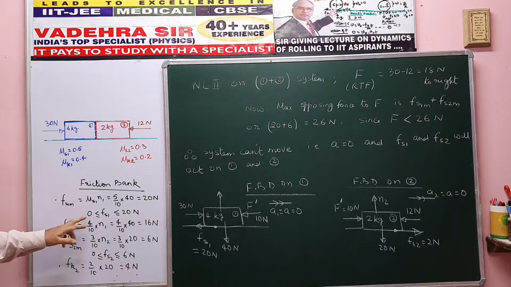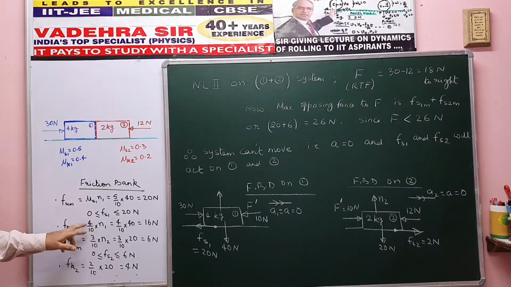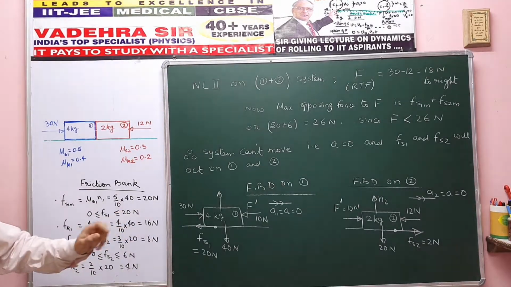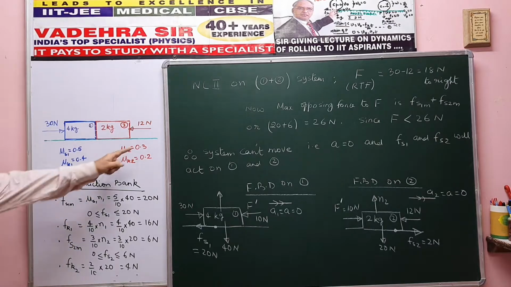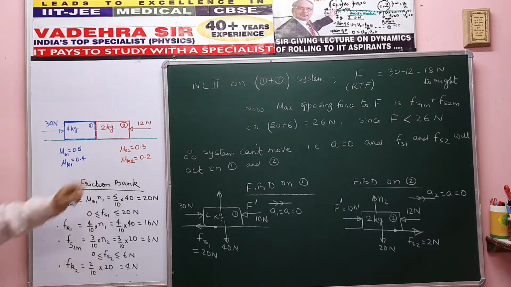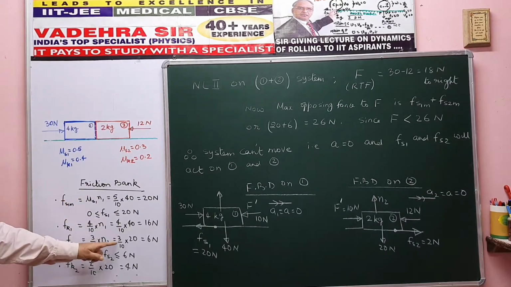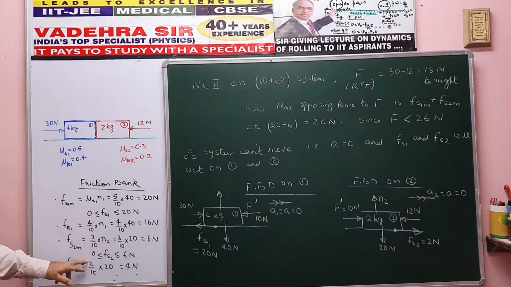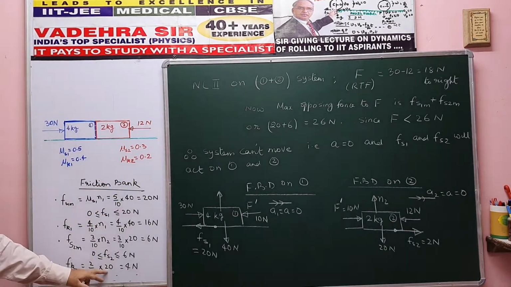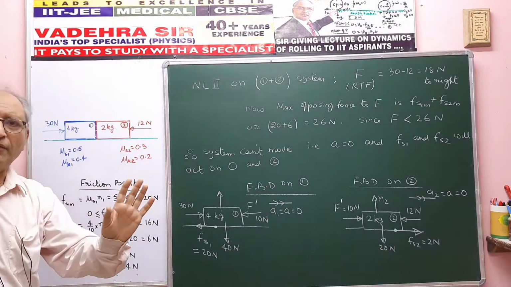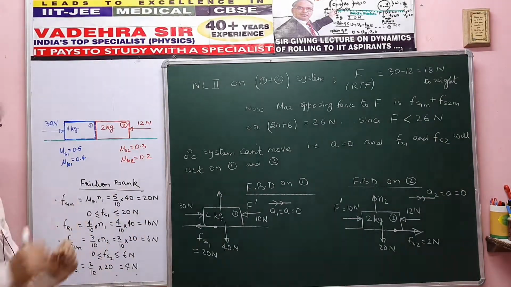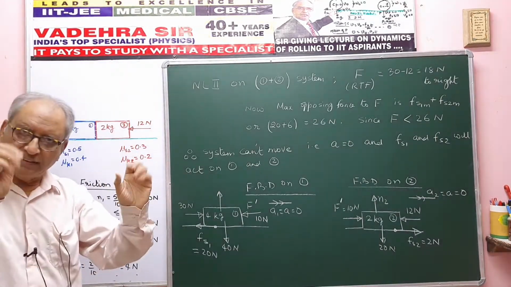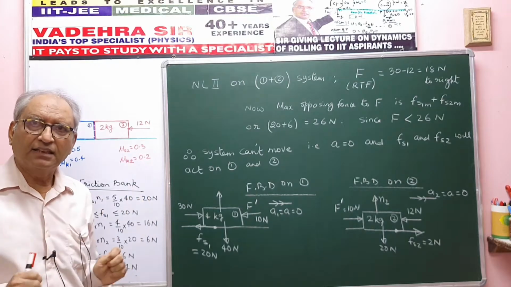Fk1 will be mu K1 into N1. So 4 by 10 N1, that is 16 Newton. Keep it. Fs2m is 3 by 10, 0.3, into N2. So 3 by 10 into 20, 6 Newton. So Fs2 can vary between 0 to 6 N. And Fk2 is 2 by 10 multiplied by 20, 4 N. Our friction bank, we keep it in the reserve. We'll use it in our problem when we are analyzing it.